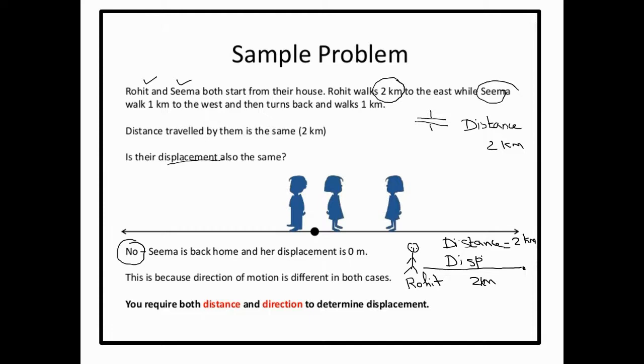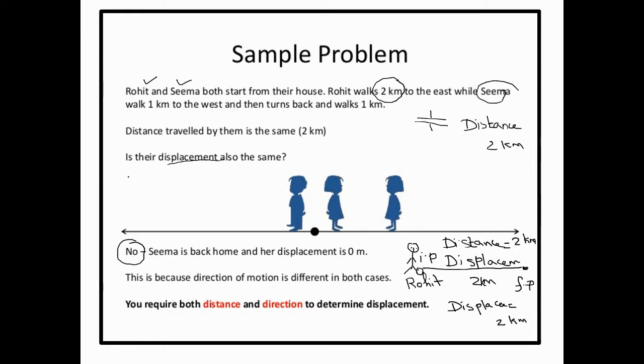What is the displacement, brother? 2 kilometers also. This is my final position. This is my initial position. He is starting from 0. Am I right? Yes. So final position minus initial position gives you the displacement. So what is the displacement for Rohit? The displacement for Rohit is again 2 kilometers.